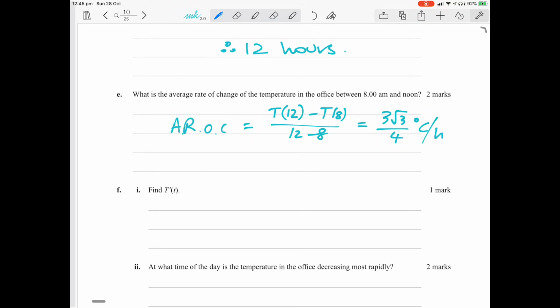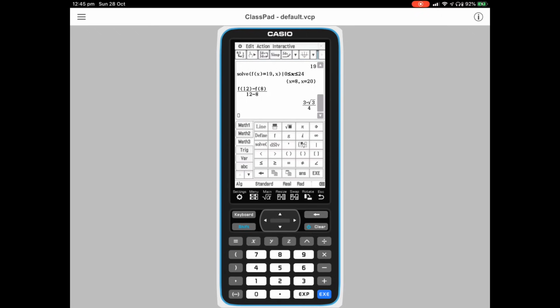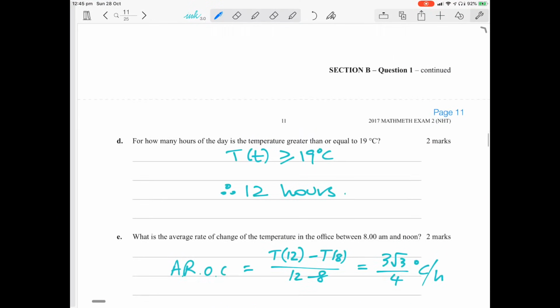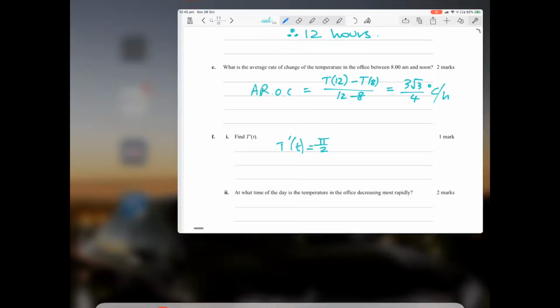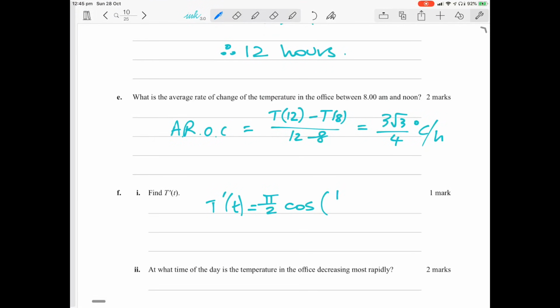Okay, find T dash of t. This is all calculator stuff so far, which is nice and easy. So pi on 2, got to remember to use t's. Yep. So pi on 2 cos pi on 12 t minus 8. Is that right?